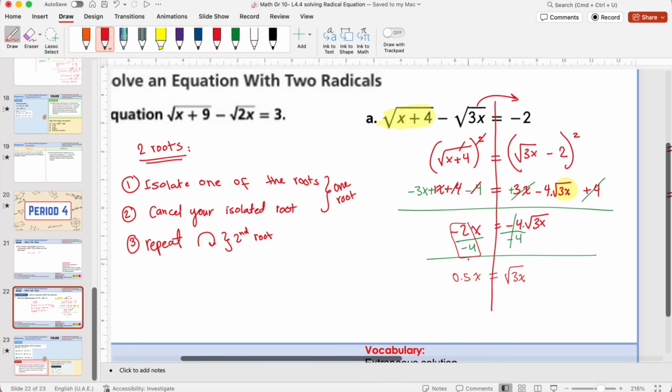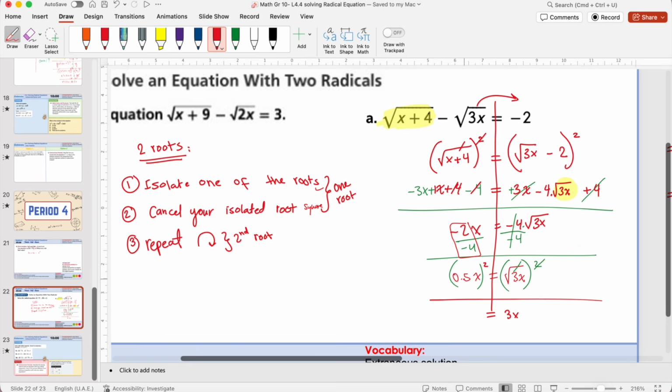x. Now, after you did isolate your root, alhamdulillah, how do we cancel it? Square both sides to cancel out the root. Guess what? We have been just isolating the root. Cancel out the root. Why did I use the square? Because it's a square root. So now you have only 3x. Alhamdulillah, no more roots.